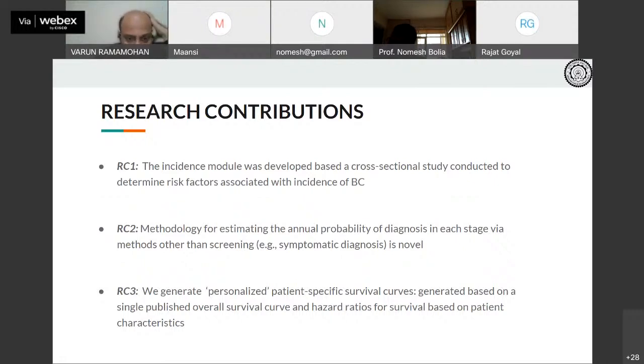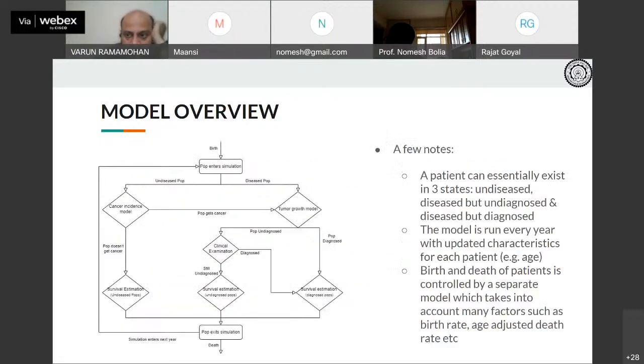And finally, the one key contribution that I would say is that there is limited data around survival of breast cancer patients in the Indian context. What we have done is we've used that limited data to generate personalized, patient-specific survival curves. So based on certain relevant patient characteristics, we generate survival curves that are specific to those patients' clinically relevant characteristics.